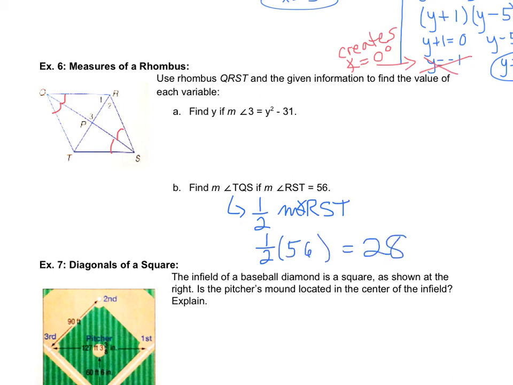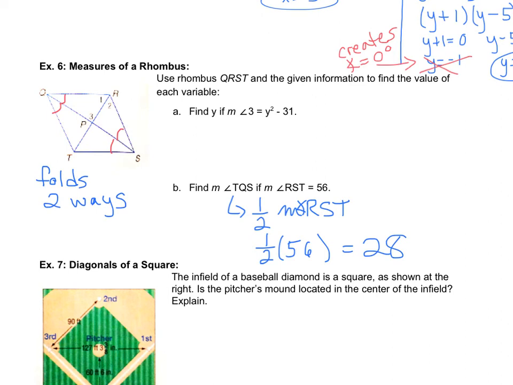is 28. Now notice it doesn't matter which end of that rhombus it's at, because technically TQS is on this upper end and RST, which was given to us, was on this lower end. But remember, in a rhombus, we can fold this rhombus two ways. So this whole angle S is the same as this whole angle Q. In any parallelogram, those opposite angles are the same. All right, so that takes care of B.